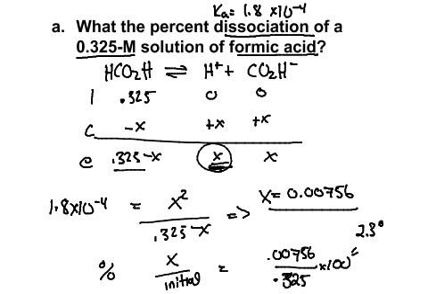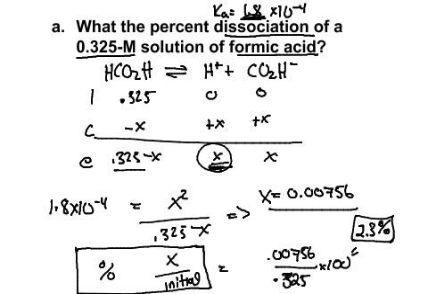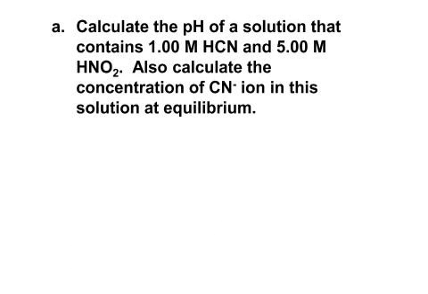Maybe we do 3 sig figs. Yeah, there's 2 sig figs up here. Oh, yeah, you're right. Probably 2.3%. So it breaks up to 2.3%. This would be important to note for percent dissociation: it's basically your x divided by your initial amount, times 100. So that's how you do those percentage dissociation problems. All right.